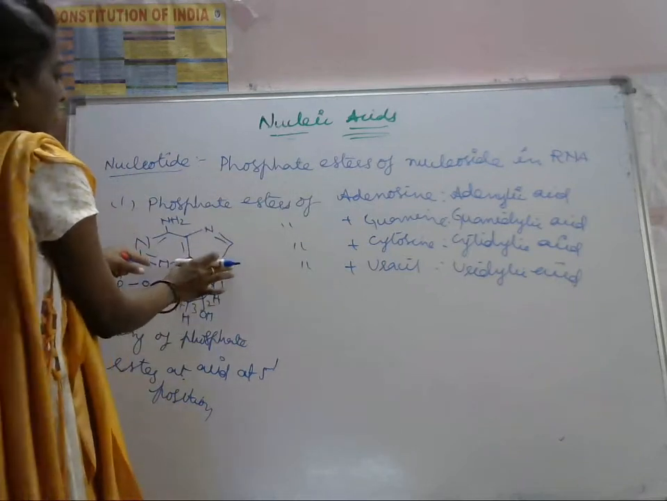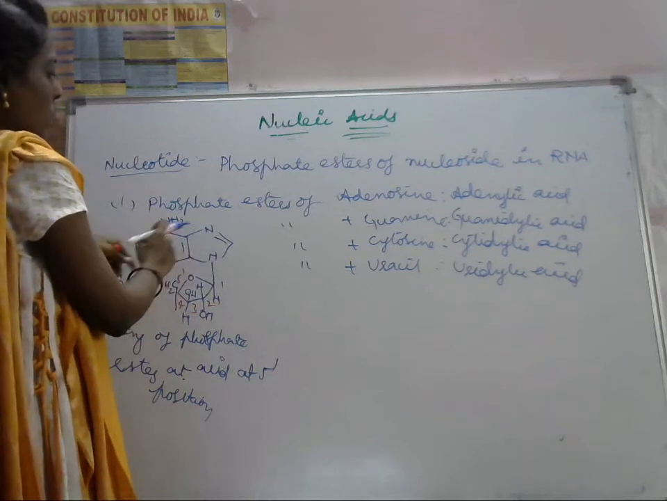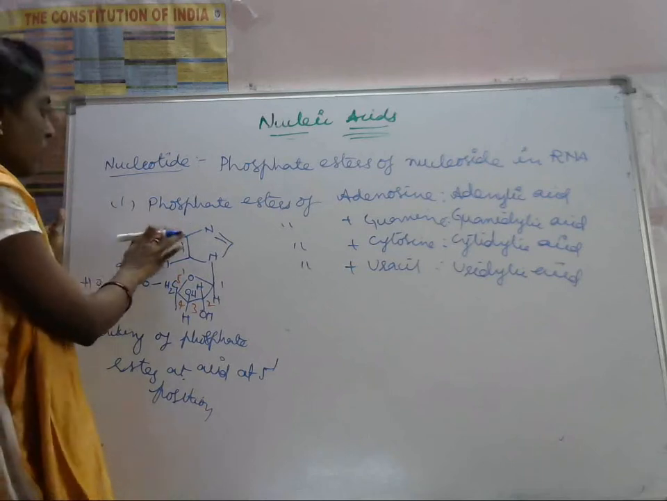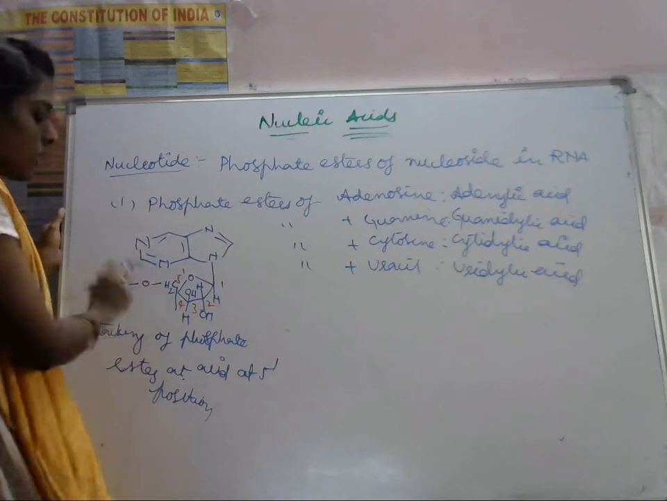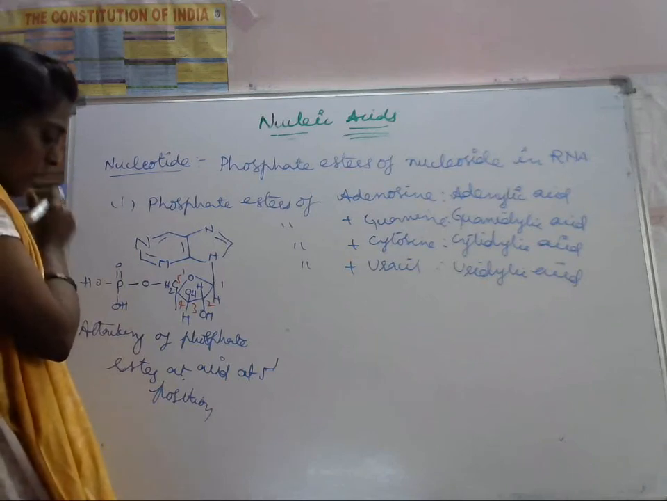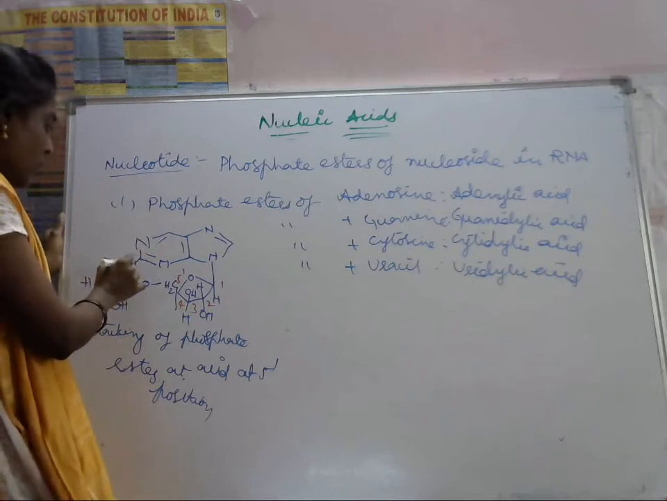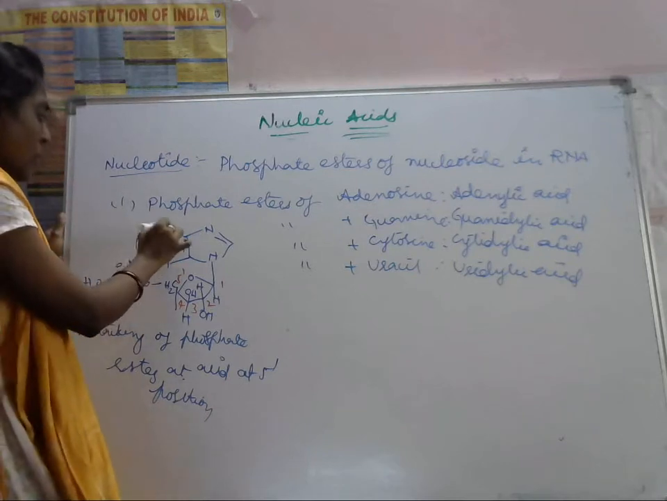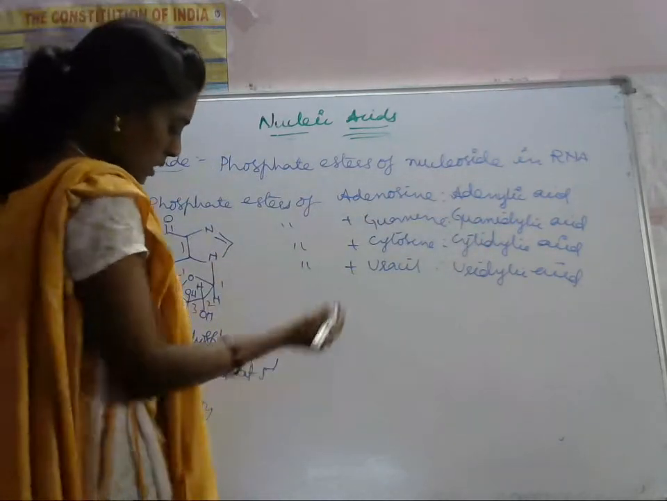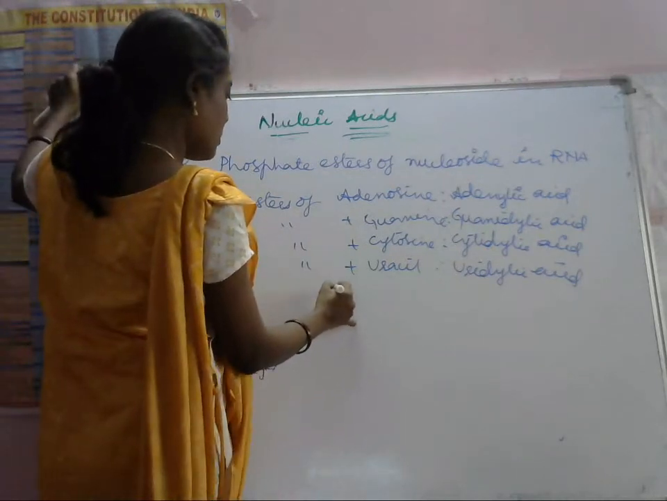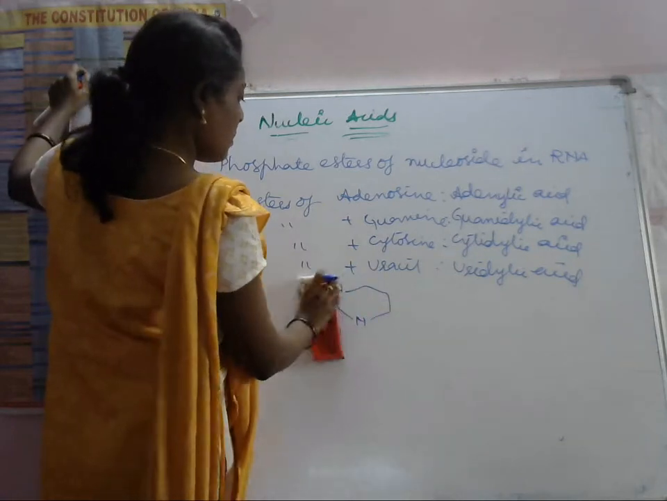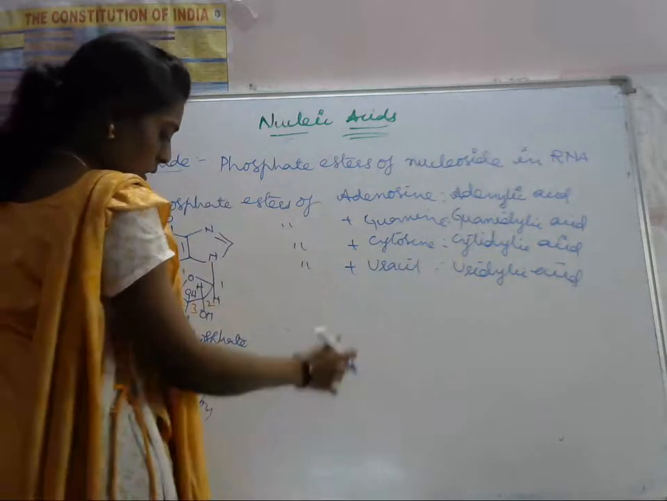Actually this is adenine. If you replace this here, this is adenylate acid. Let's see the guanidinic acid. What is the guanidinic acid here? If you replace this one, here an NH2 group is there, and here a double bond O is there. Then it is called guanidinic acid. Those are the purines. Next the pyrimidines, here cytidinic acid.